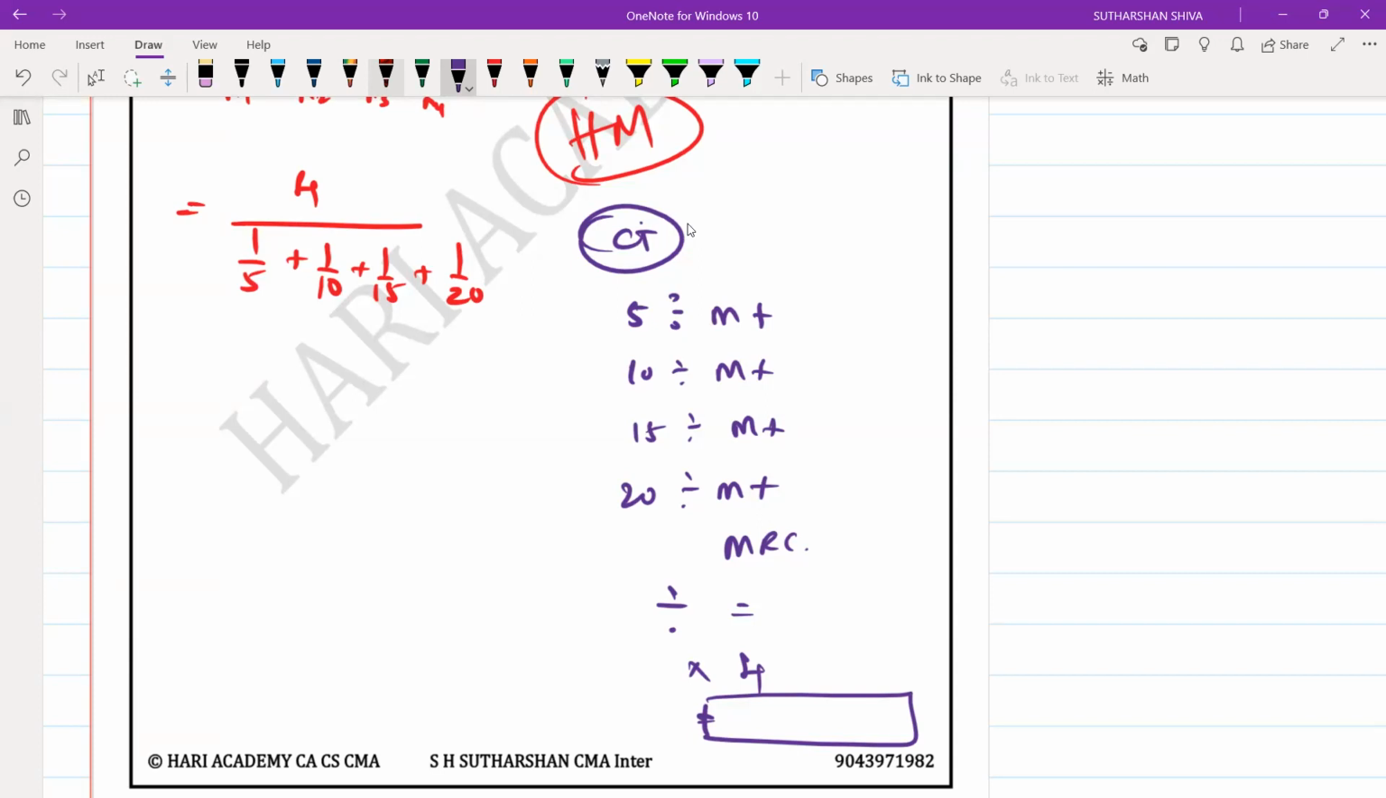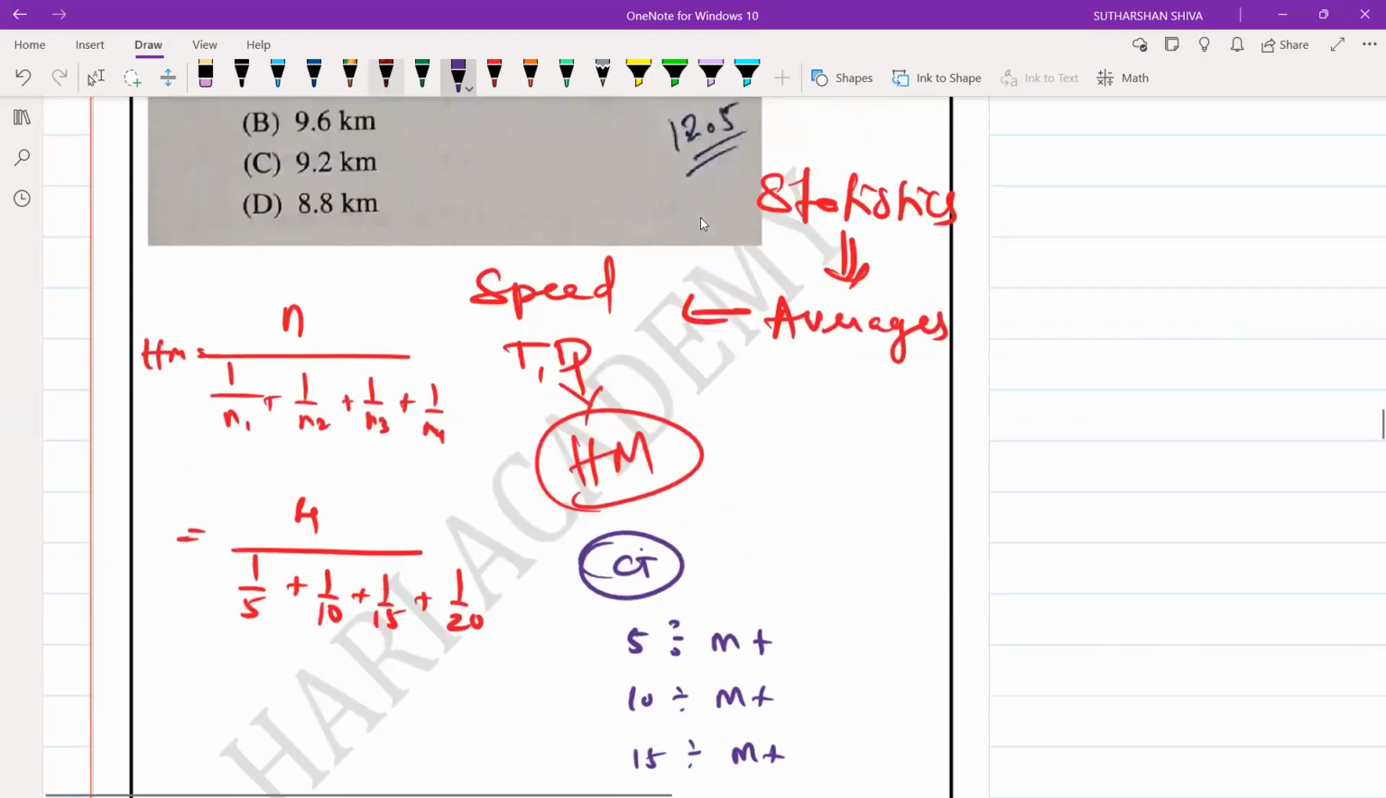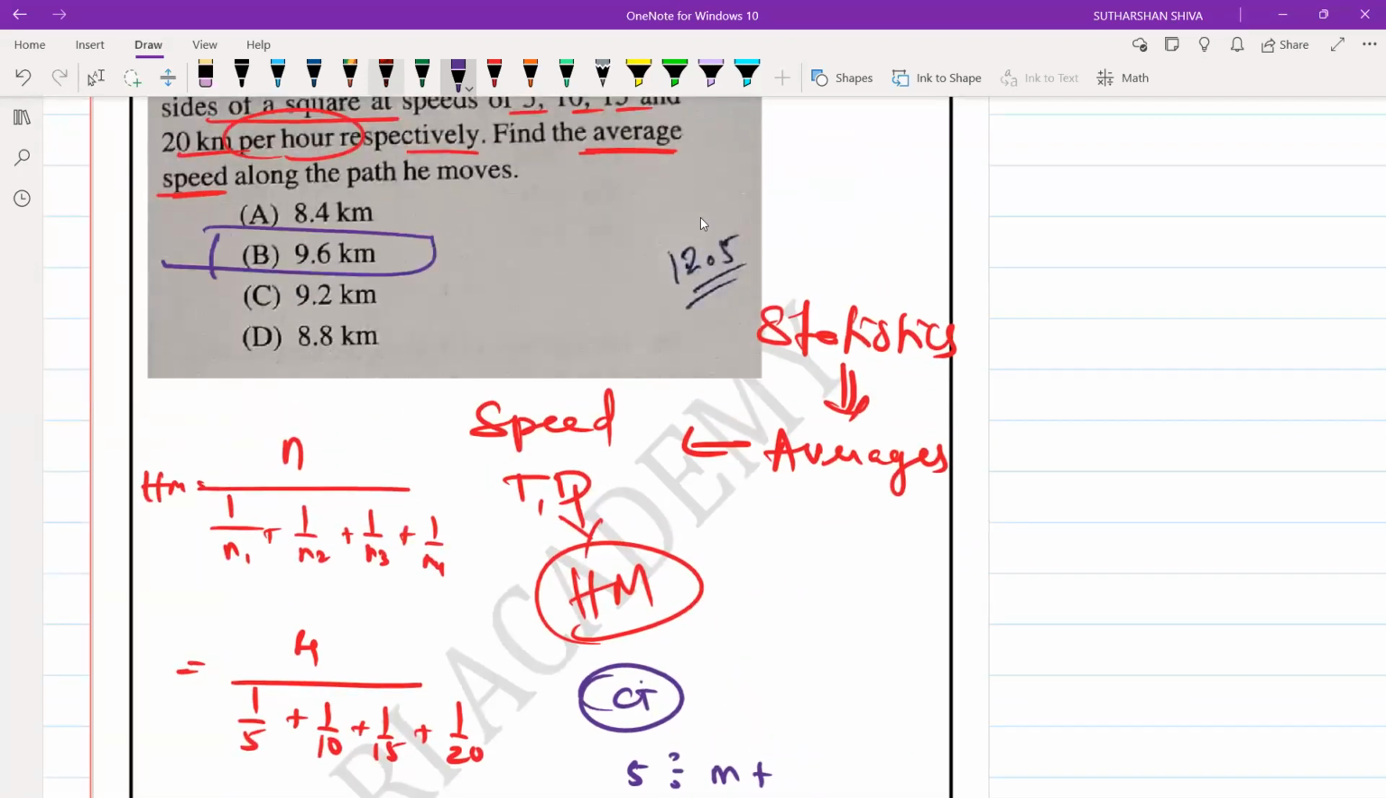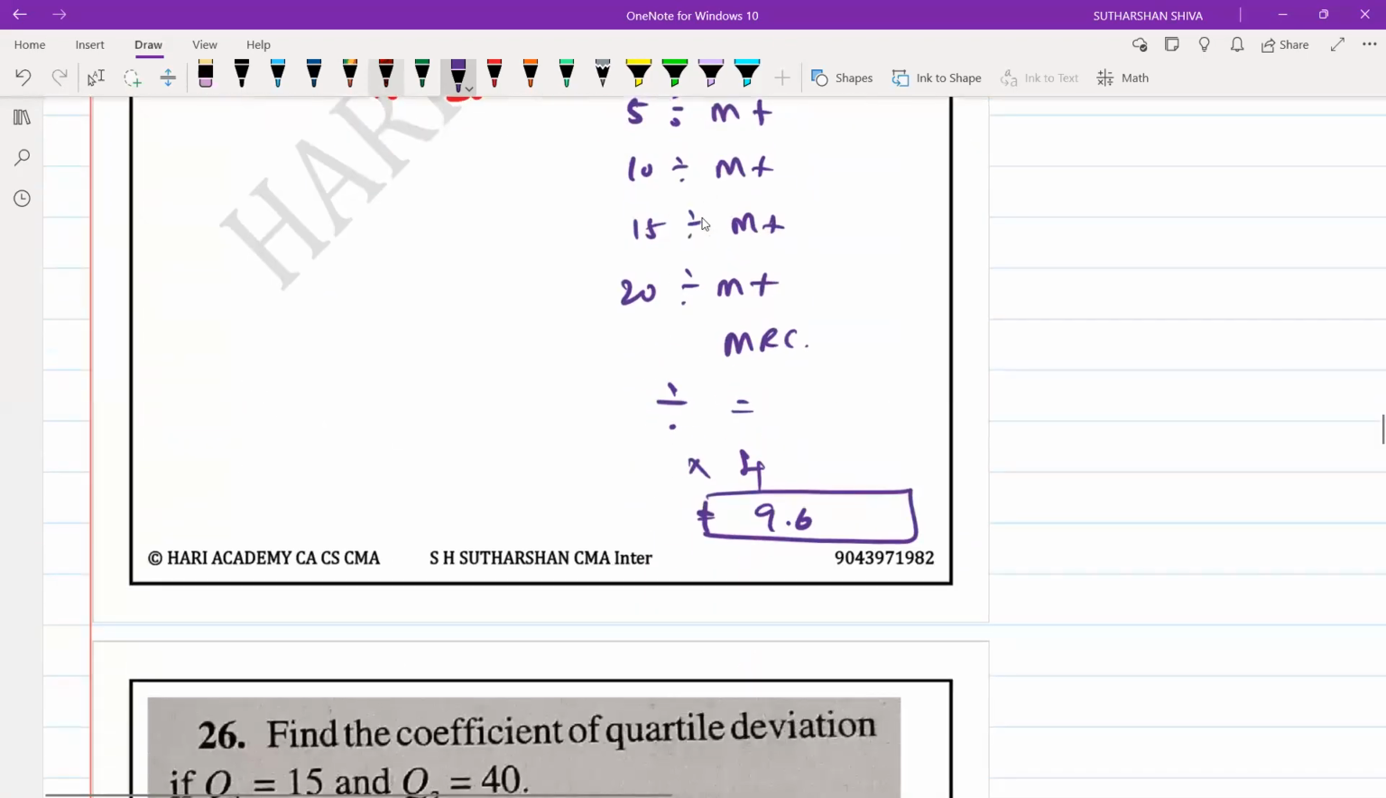Okay, that is nothing but M plus. 5 divided by M plus, 10 divided by M plus, 15 divided by M plus, 20 divided by M plus. MRC, divided by, equal to, multiply by 4. You will exactly get 9.6. 9.6 kilometer is your answer.